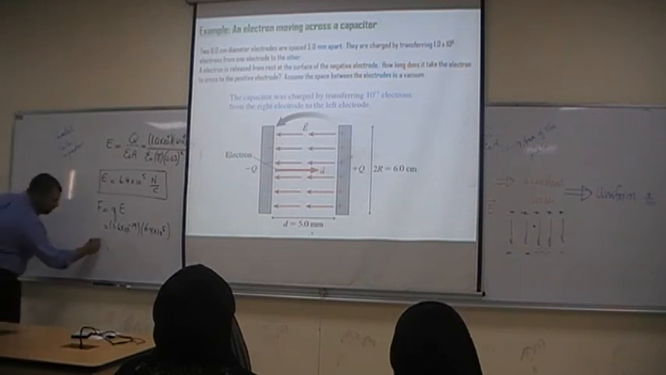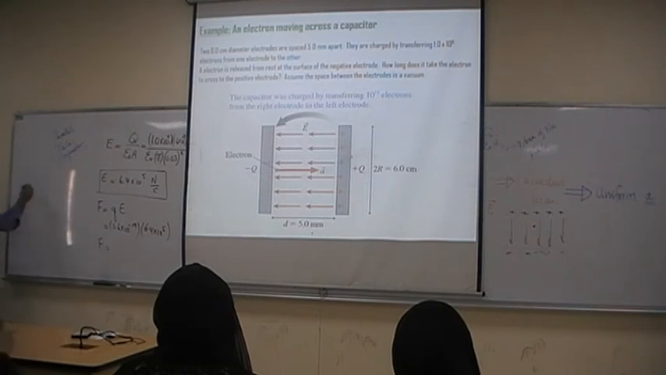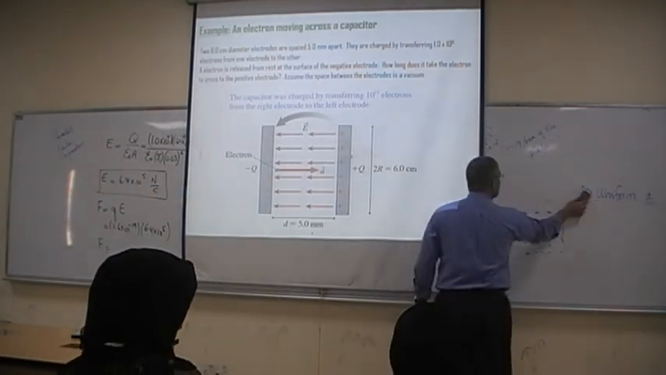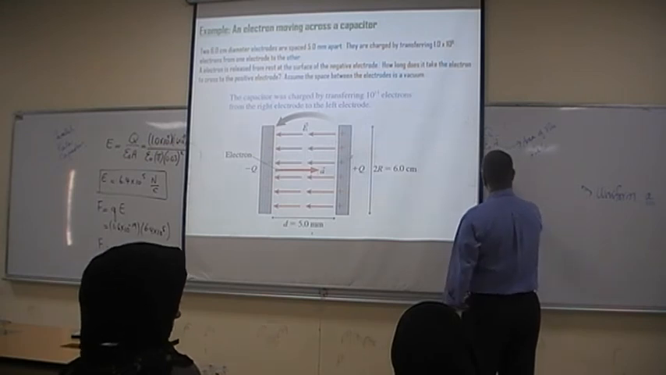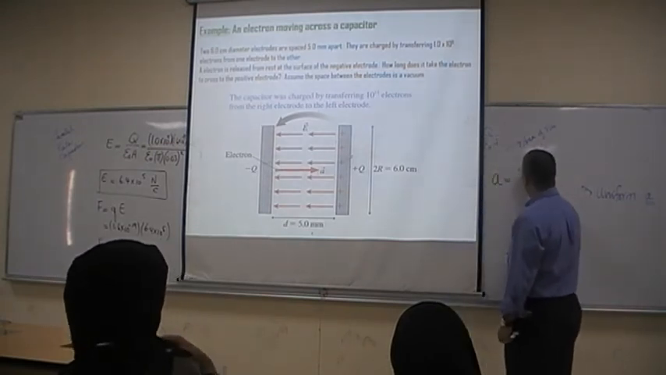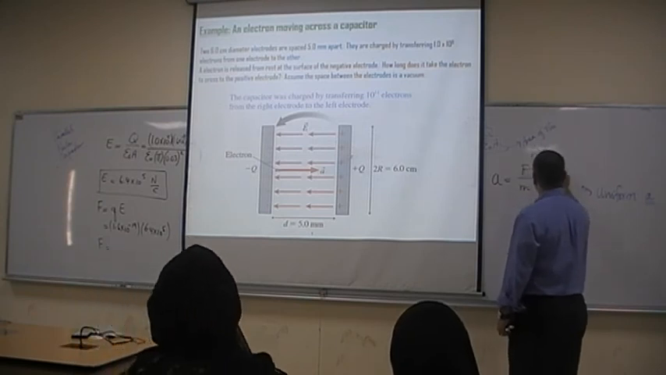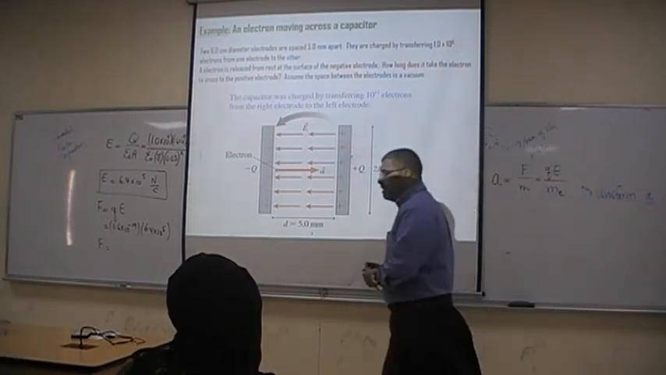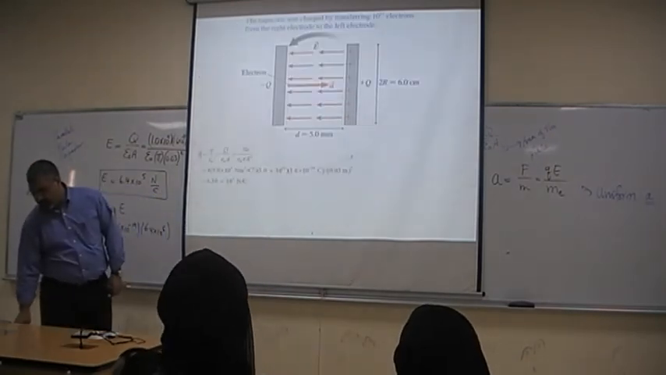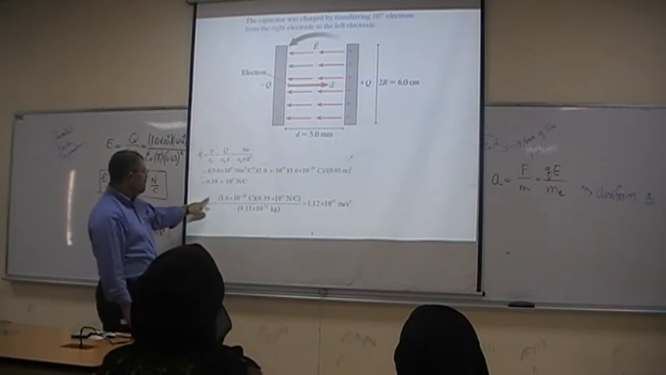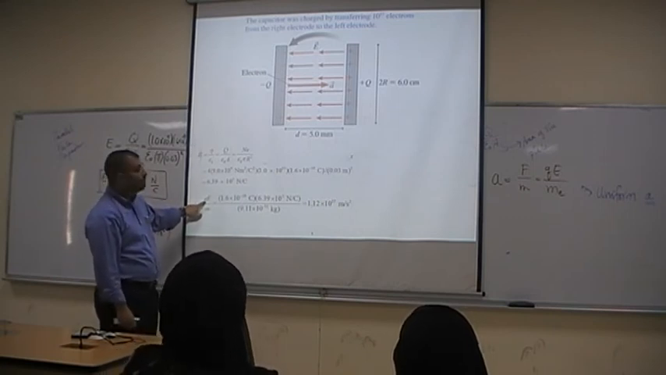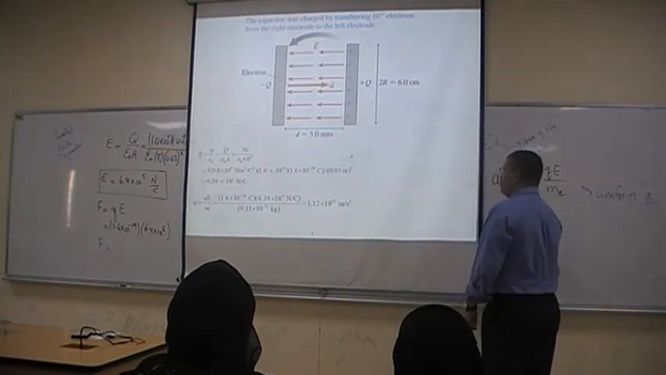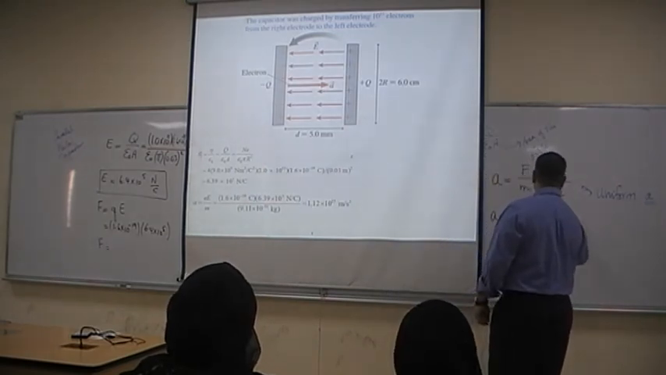So if I found the force, then from here I can find the acceleration, right? A is the acceleration, which is equal to F over m, which is equal to qE over the mass of the electron. If you look here, this is done for you. qE, that's E, and the charge of the electron, because the particle is an electron, divided by the mass, and then you get the acceleration. A is equal to 1.12 times 10 to the power of 17 meters per second squared.